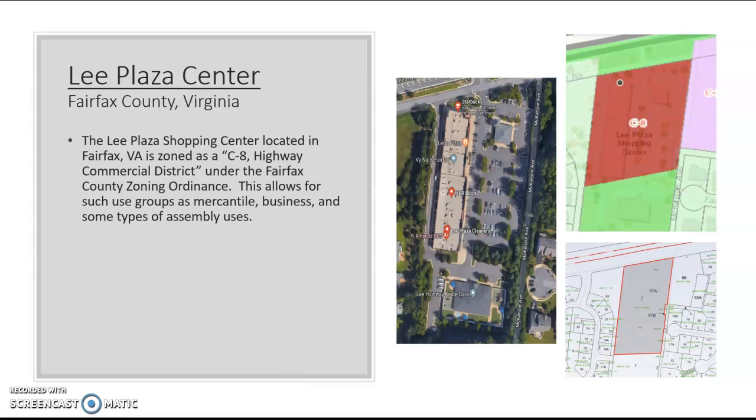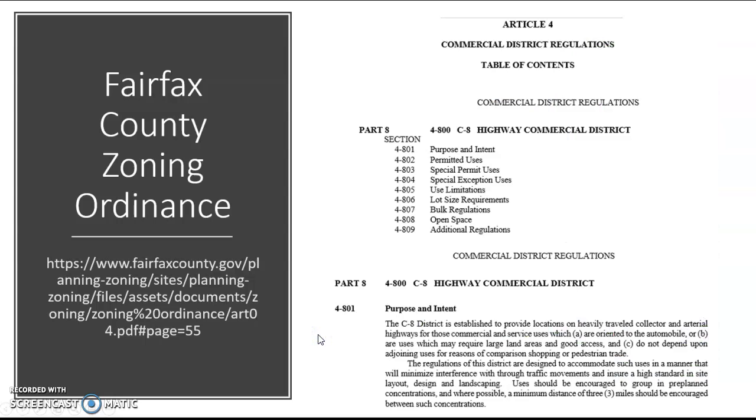First, you want to identify the location, do some quick analysis and study. You go through Google Maps, the Fairfax County site, and find some of the core information. You then dig further into Article 4, which deals with commercial district regulations.